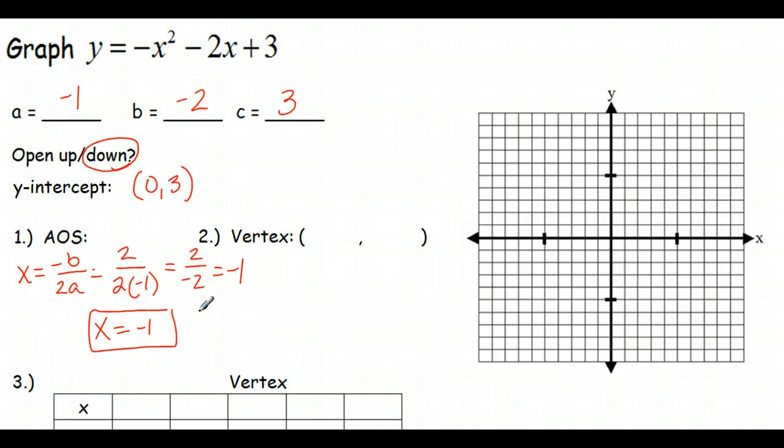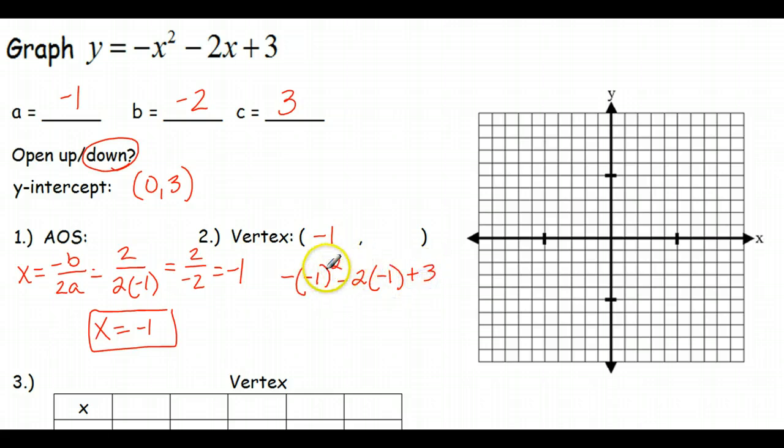Once we have that, we know that that is the x coordinate of our vertex, so we'll plug that in. We're going to use that value in our function. So here you have to be careful because it's a negative x squared and negative 2x, and our x is negative 1. You have to be careful when you plug that in. Minus 2 times negative 1 plus 3.